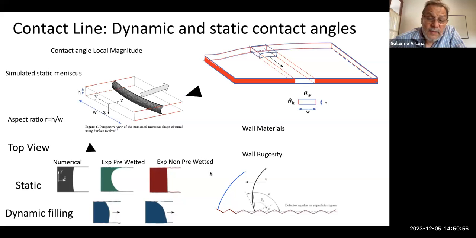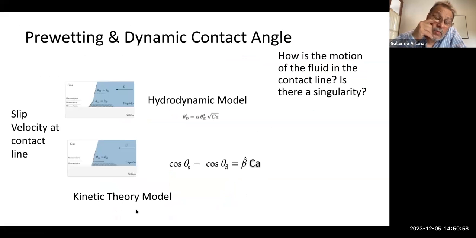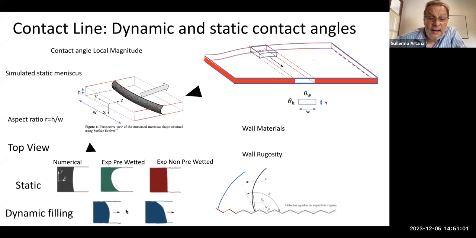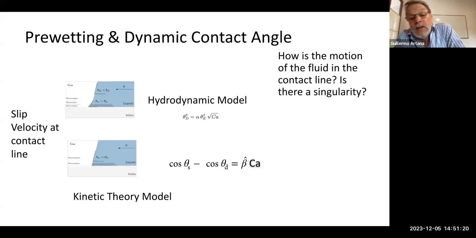Another aspect that I would like to mention is that this contact angle is actually a contact angle in a static condition. And when you are in dynamic condition, there appears what is called a dynamic contact angle. Sorry. So why is the aspect of pre-wetting or not important?